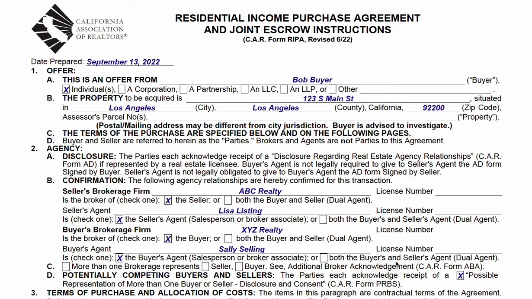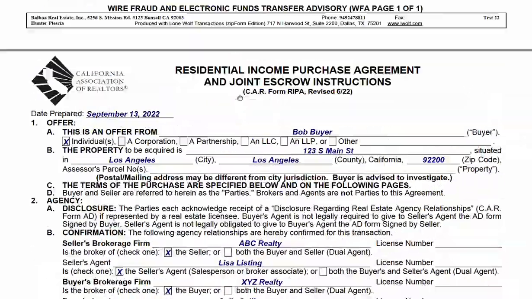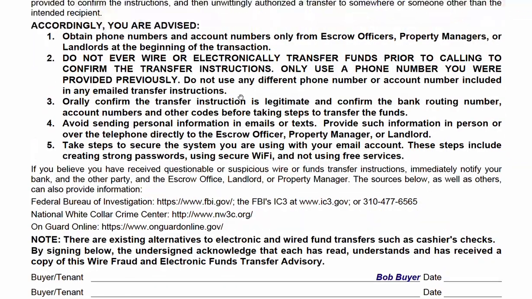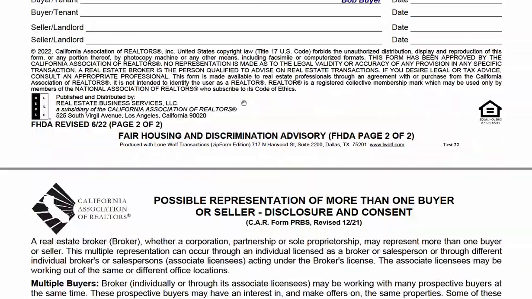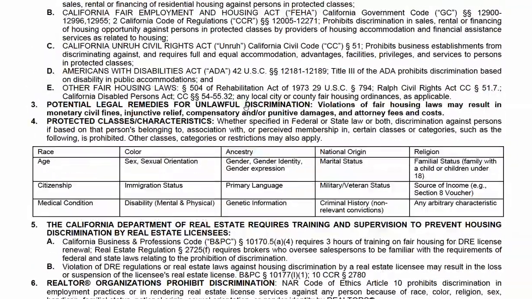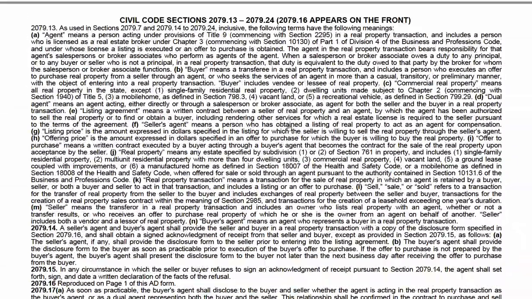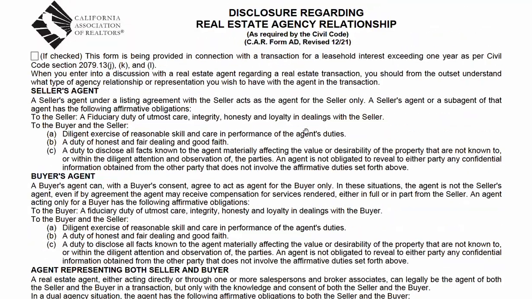This is a tutorial on the Residential Income Purchase Agreement, CAR Form RIPA. And we'll go through it line by line. We'll start at the very top here because there are all these disclosures and advisories crammed in the front. This form's basically a bundle.